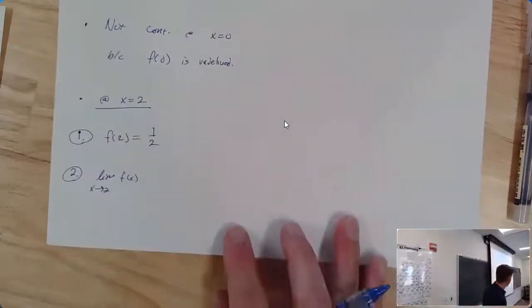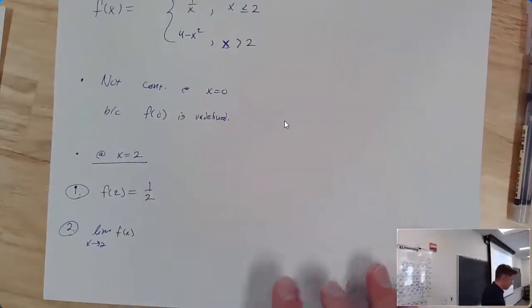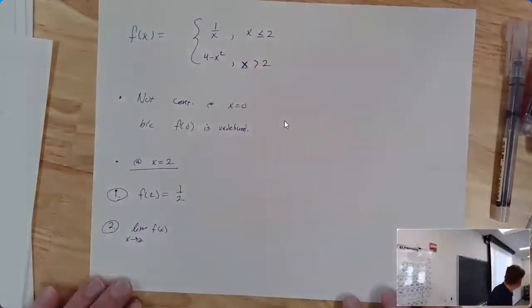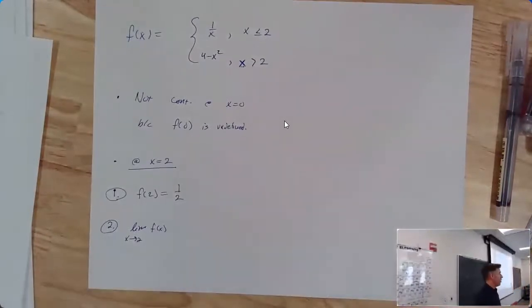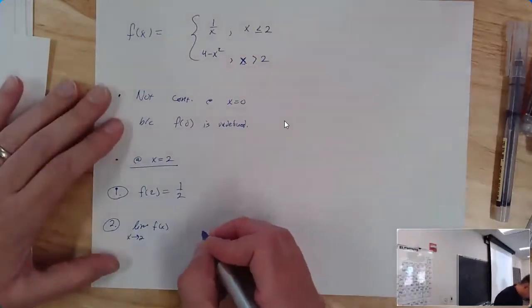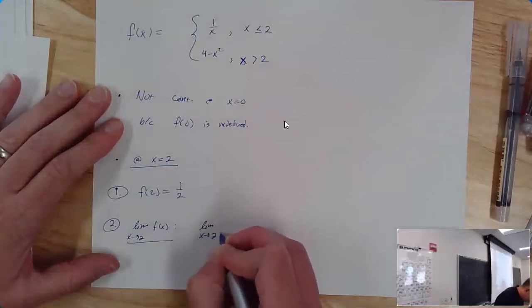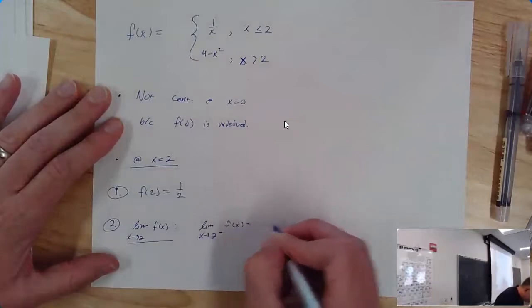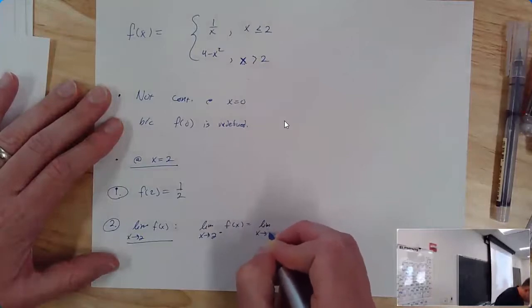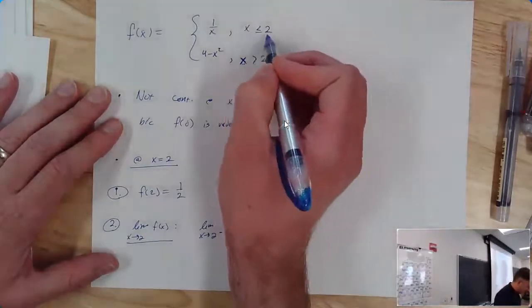I like to be thorough, so I would always encourage you to look at the limit from the side you've already used to evaluate the function. I know I used the top piece to figure out what f of 2 was. So now I'm going to take the limit that uses the top piece, which is the limit as x approaches 2 from the left of f of x. That's where I'm going to be using the top piece, because that is where x is left of 2.